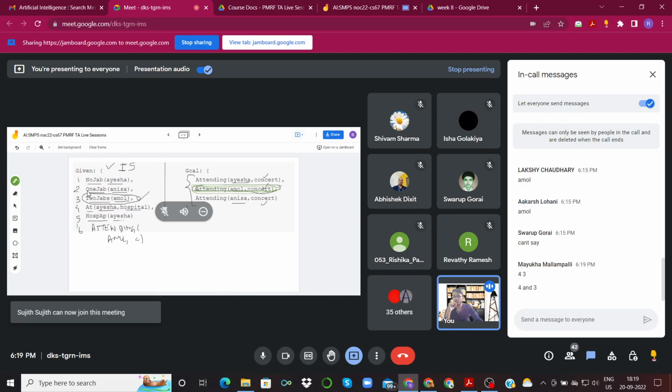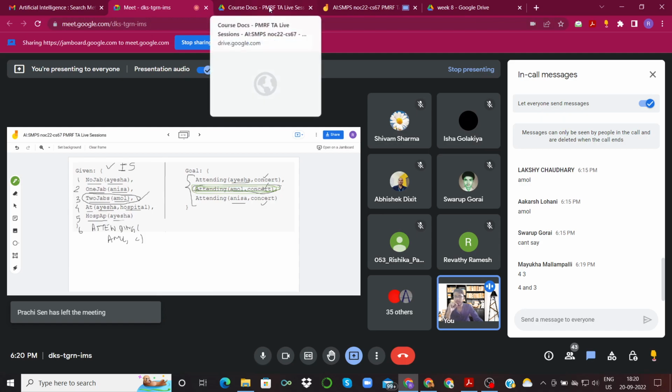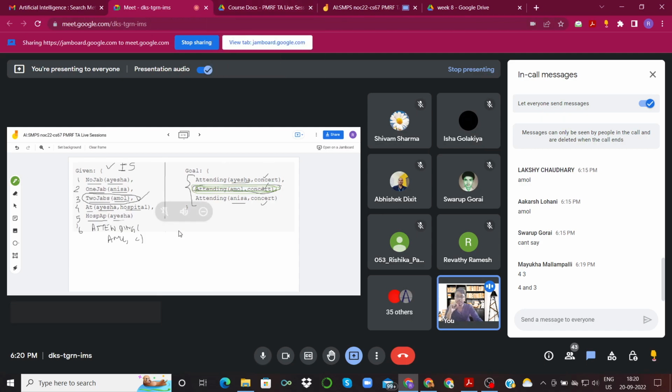And so first she'll have to book an appointment at the hospital, right? Because as per the given information, she doesn't yet have an appointment at the hospital. She'll have to book an appointment, then she'll have to get the second jab, and then she'll have to book the ticket, and then she'll have to attend basically.